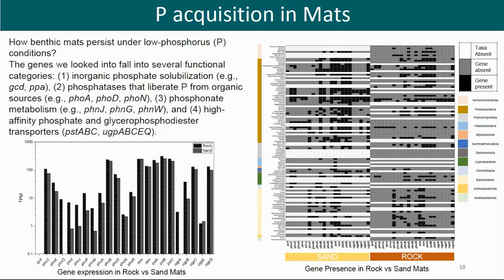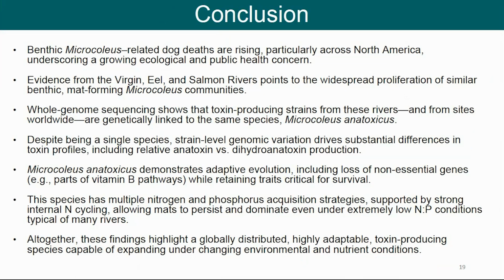Now, at the end, I would like to conclude that benthic Microcoleus related dog deaths are rising, particularly across North America, which underscores a growing ecological and public health concern. The evidence from the Virgin, Eel, and Selwyn rivers suggests similar widespread proliferations of Microcoleus communities, and the only species responsible is Microcoleus anatoxicus, which is very adaptive, can produce a lot of different anatoxins, and can also depend on other heterotrophic bacteria for phosphorus and nitrogen needs.